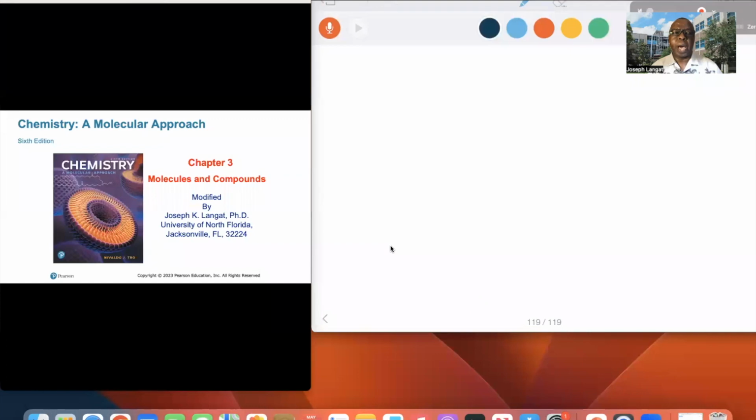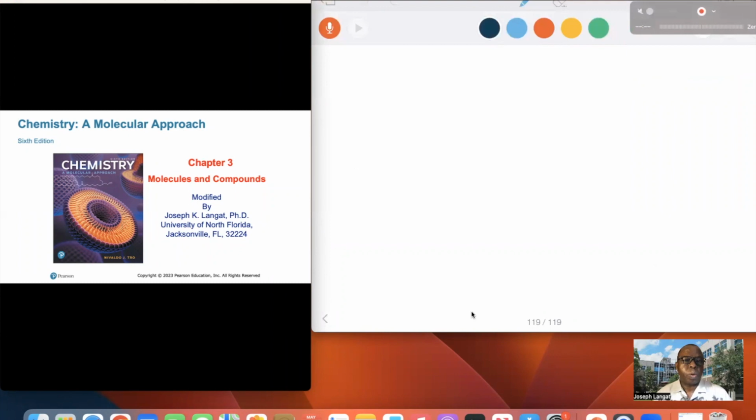Allow me to share my screen so that you can have a look at the PowerPoint slide as well as the whiteboard, which is my iPad in this case. Part A is on molecular compounds and ionic compounds. When we say molecules and compounds, what does this mean?